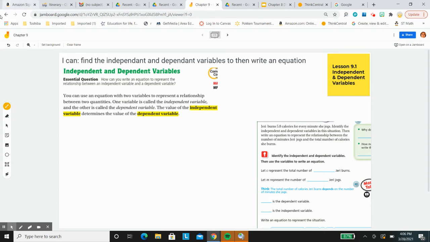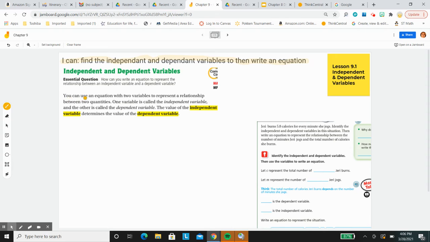So our I can statement for today is that I can find the independent and the dependent variable to then write an equation. So we have been working with equations. We've been solving equations. Now we're going to actually write an equation based on the independent and dependent variable. So first of all, let's start with what is an independent and what is a dependent variable.